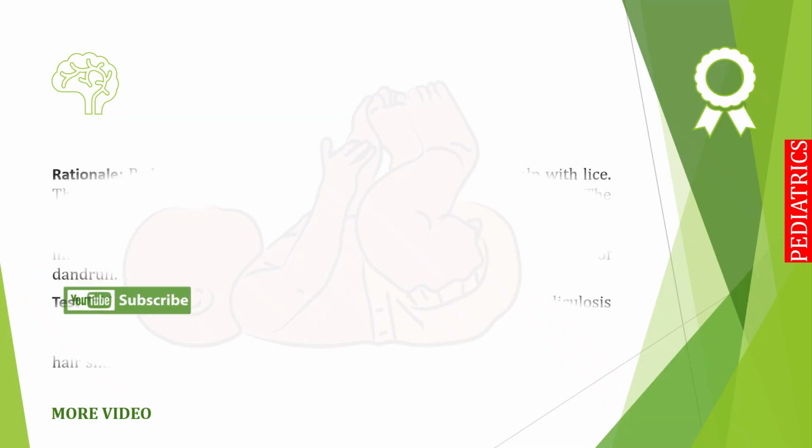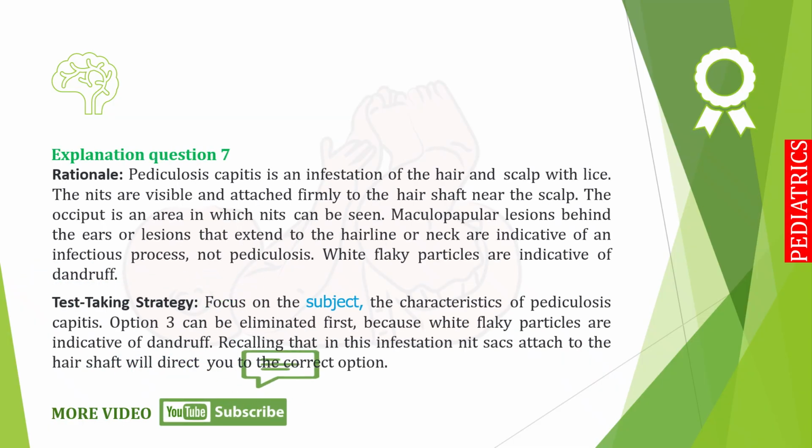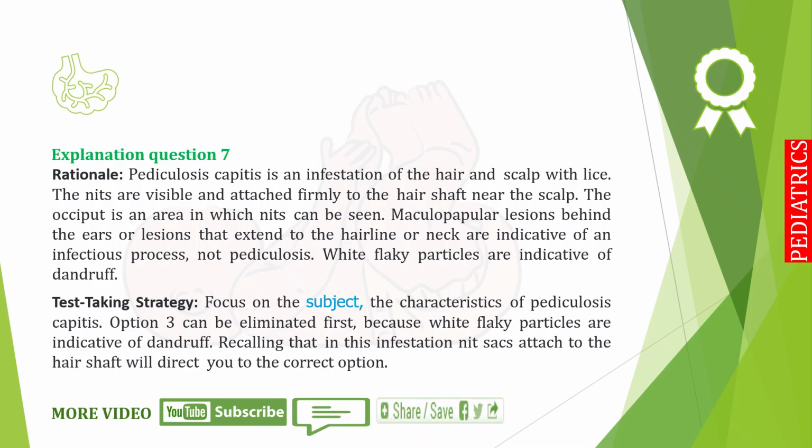Explanation. Question 7. Rationale: pediculosis capitis is an infestation of the hair and scalp with lice. The nits are visible and attached firmly to the hair shaft near the scalp. The occiput is an area in which nits can be seen. Maculopapular lesions behind the ears or lesions that extend to the hairline or neck are indicative of an infectious process, not pediculosis. White flaky particles are indicative of dandruff.